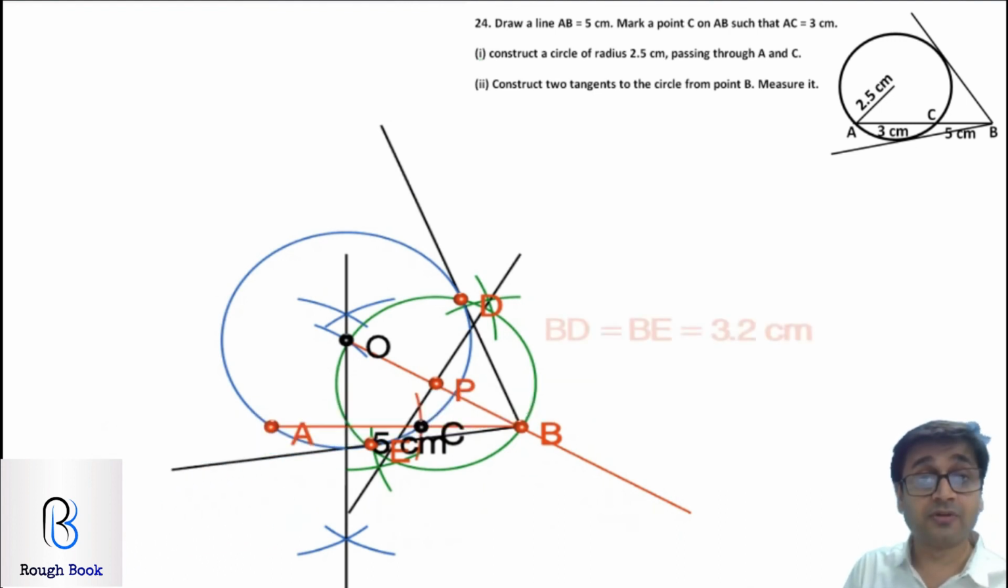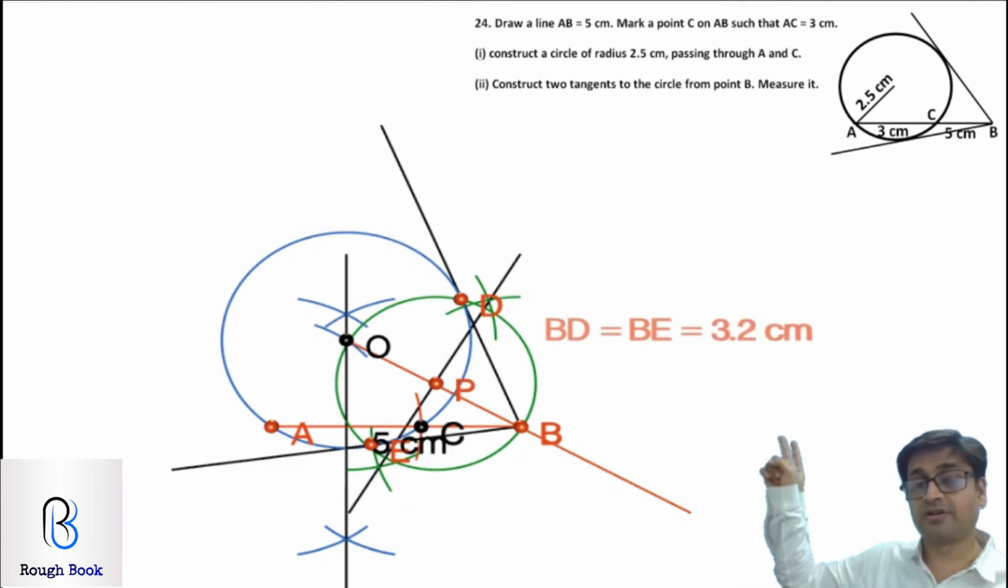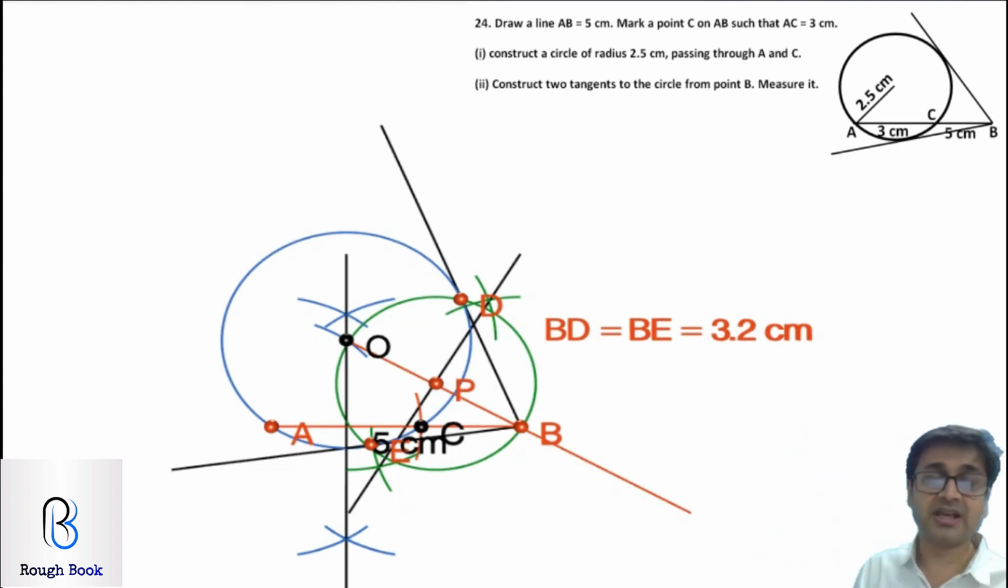If you leave it here, you lose one mark. What is left? Measure the two tangents. Both the tangents have to be the same. Measure them and write the measurement right over there, can you see on top? BD is equal to BE equals 3.2 centimeters. They might allow you a deviation of 0.1, so no need to copy from anywhere. Write whatever you've got honestly.